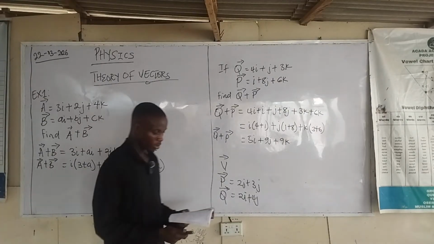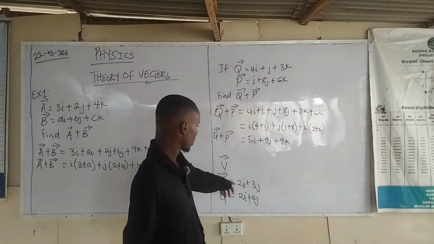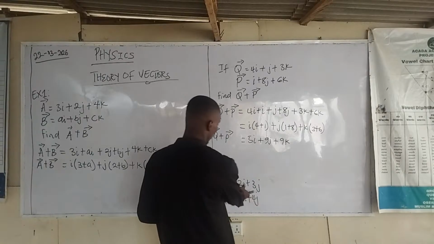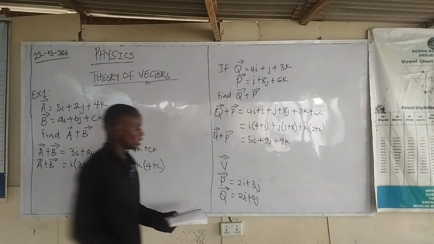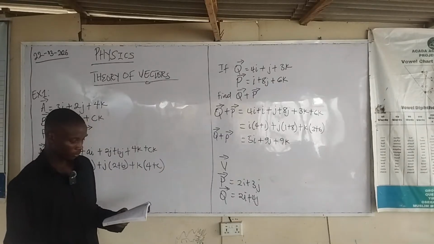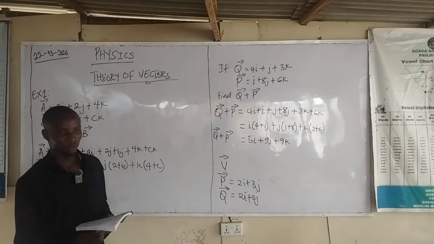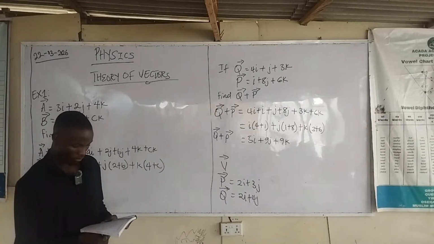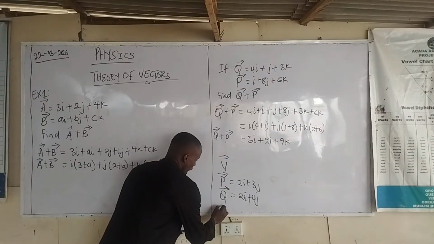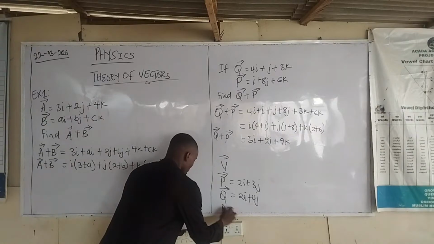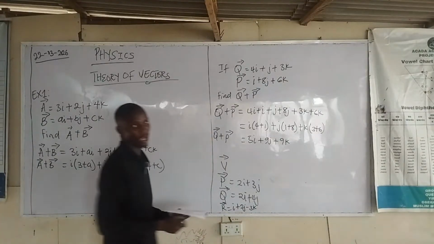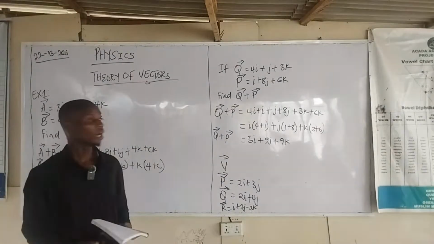I say what vector v must be added to two vectors, p, which is the first one, 2i plus 3j, and q, 2i plus 4j, to give a resultant vector r, which is equals i plus 2j minus 3k. How do we answer this question?